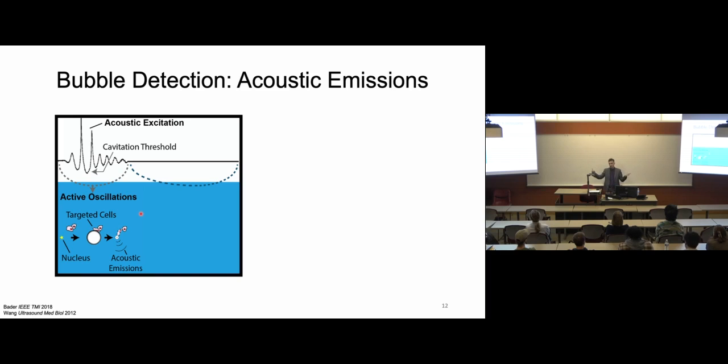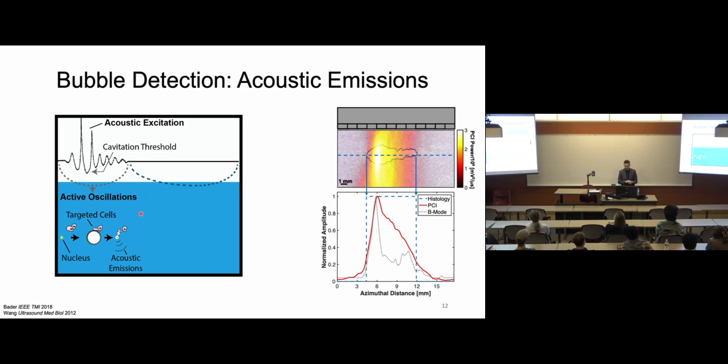And the intensity of those emissions is proportional to the mechanical activity, which is therefore what's responsible for ablation. In the past, a number of groups have used something like a single element source to detect those emissions in order to quantify them. More recently, there's been the development of arrays to try to triangulate the location of emissions.